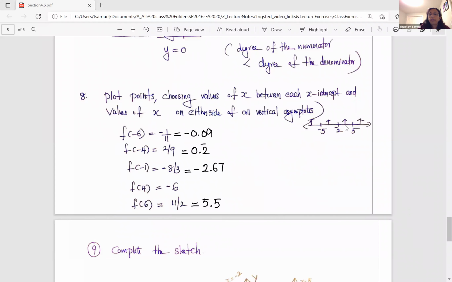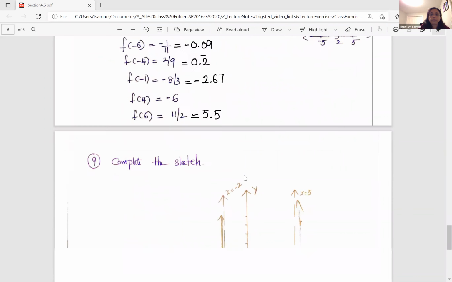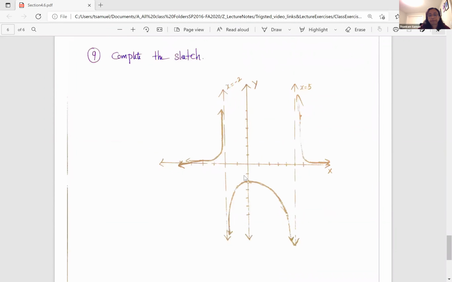And I chose another value in between -2 and 5, 4. So f of 4 is -6. And one more value that is to the right of 5. So that is 6. So f of 6 is 5.5. Now, using all this information, we need to sketch the graph.